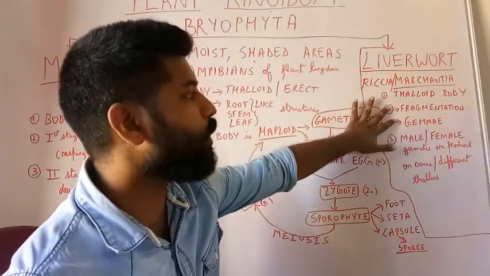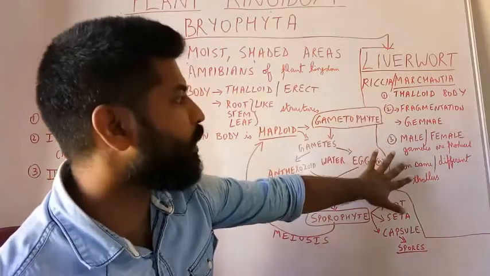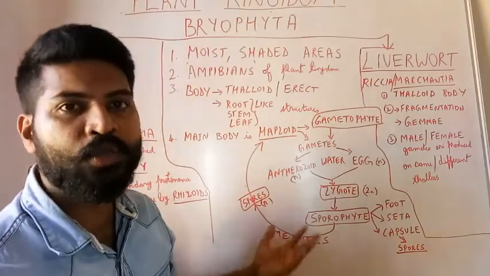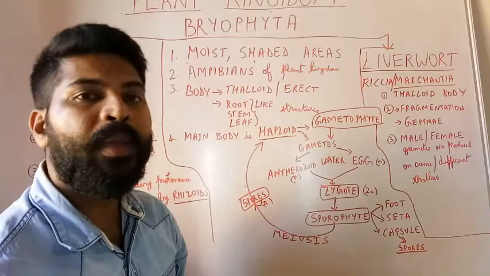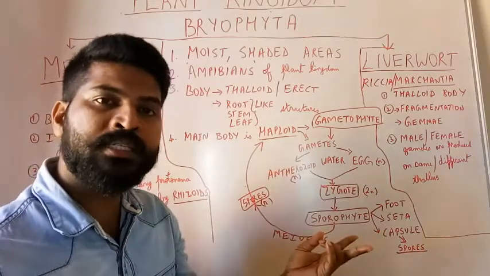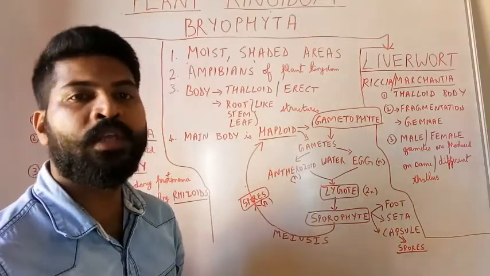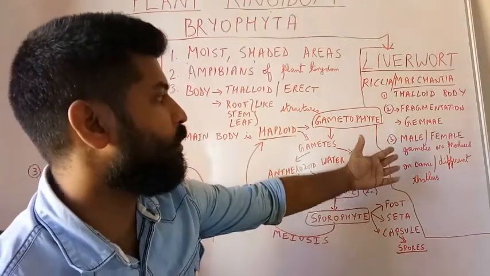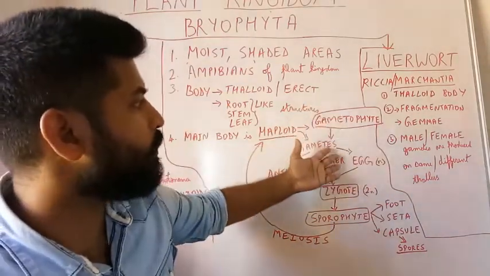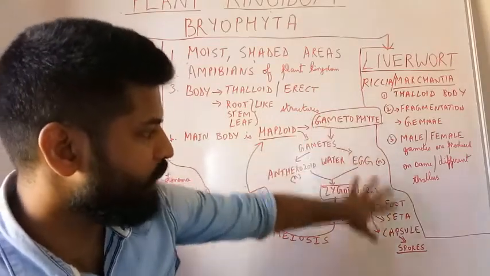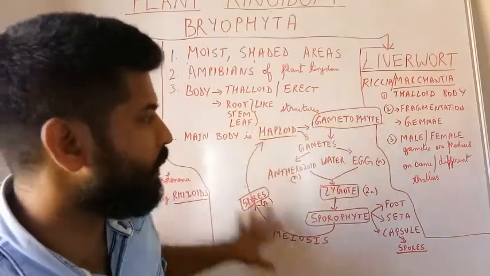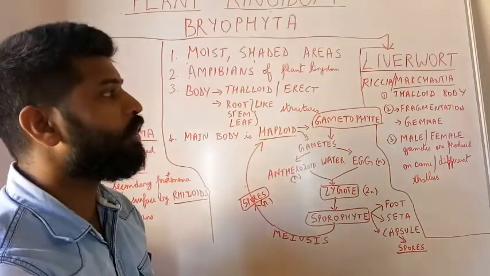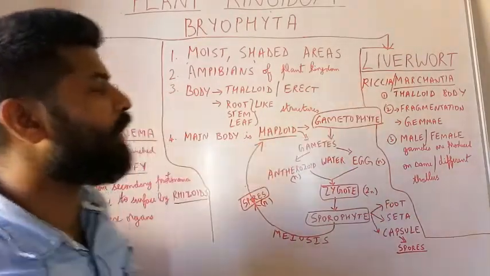That is asexual reproduction. In sexual reproduction, the male and female gametes, that is the antherozoid and the egg, may be produced on two separate plants, or both the sex organs are present on the same thallus, and these produce the gametes which follow the same cycle as we discussed earlier. That is about the liverworts, which have a thalloid body.